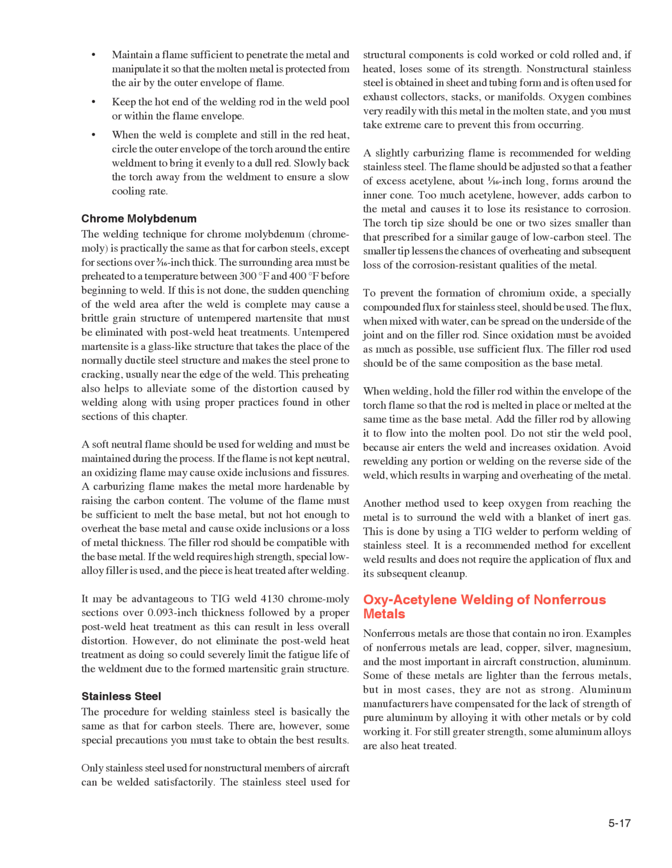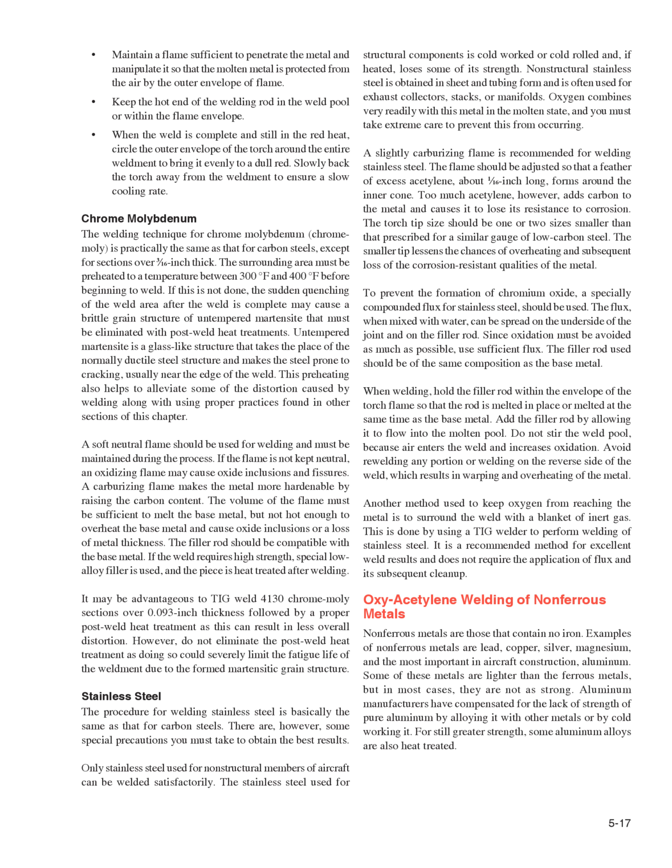If this is not done, the sudden quenching of the weld area after the weld is complete may cause a brittle grain structure of untempered martensite that must be eliminated with post-weld heat treatments. Untempered martensite is a glass-like structure that takes the place of the normally ductile steel structure and makes the steel prone to cracking, usually near the edge of the weld. This preheating also helps to alleviate some of the distortion caused by welding along with using proper practices found in other sections of this chapter.